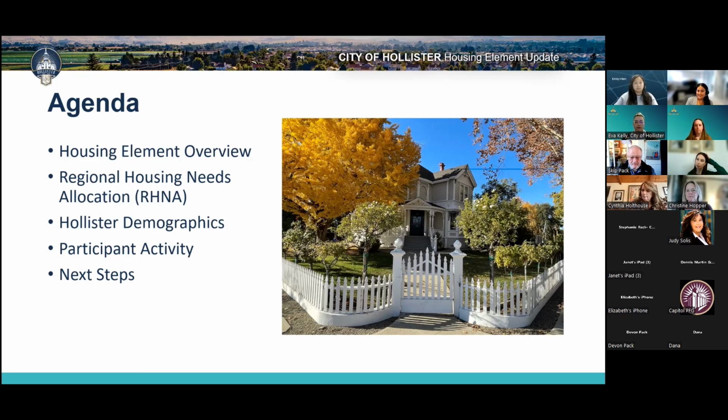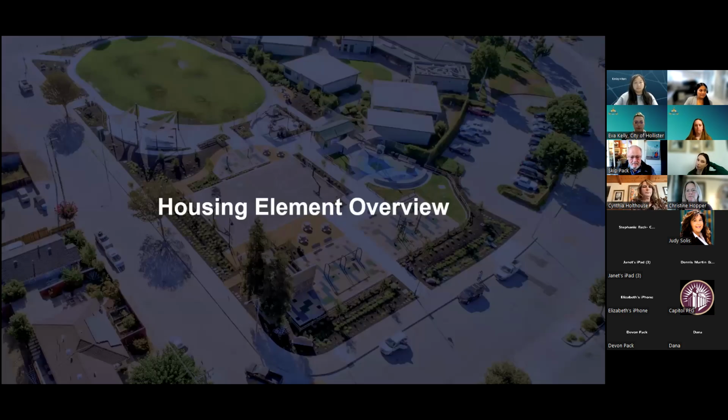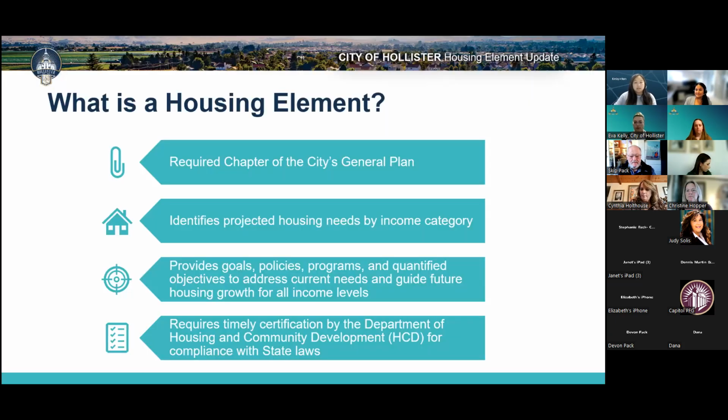Next slide. So the first topic that we're going to discuss tonight is just an overview on what is a housing element. And so a housing element is a required chapter of the city's general plan, and it identifies projected housing needs by income category. It provides goals, policies, programs, and objectives to address current needs and guide future housing growth for all income levels.